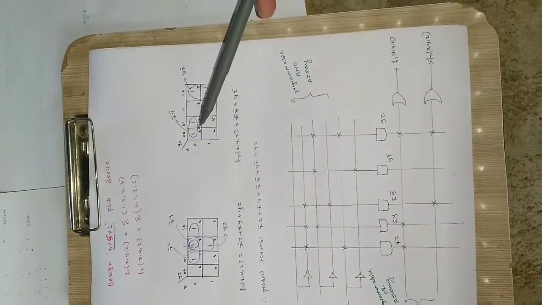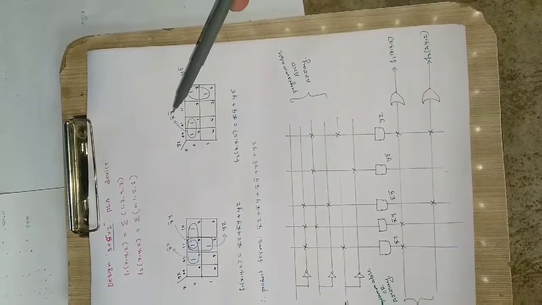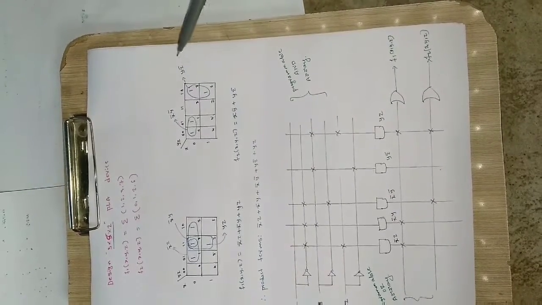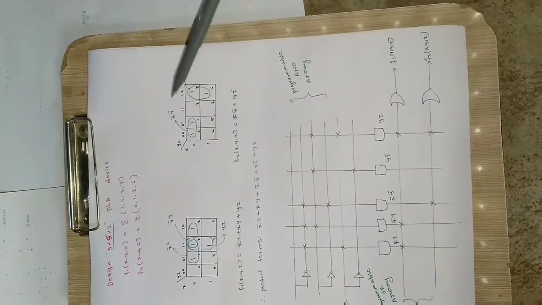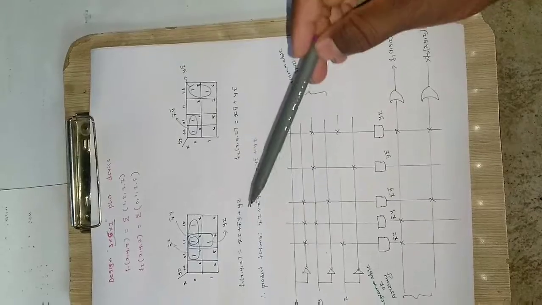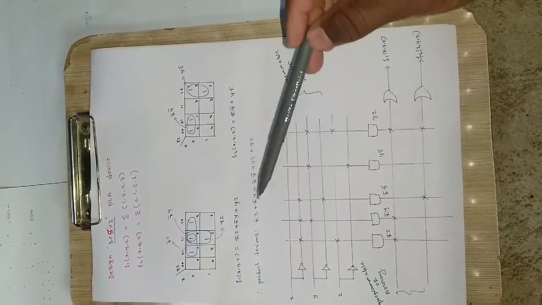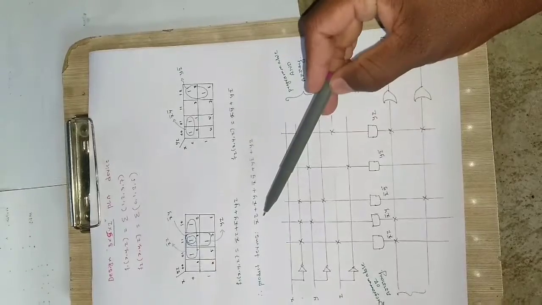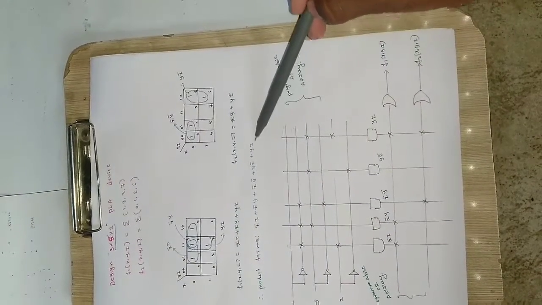Put 1 in cells 0, 1, 2, 6. Combine these two, and we will get x bar into y bar, and combine these two, we will get y into z bar. At the end, I will take the product terms, and whichever are repeated I leave those and write the remaining unique terms here. So x bar into z I will write, x bar into y I will write, yz I will write here, so I have written them here.